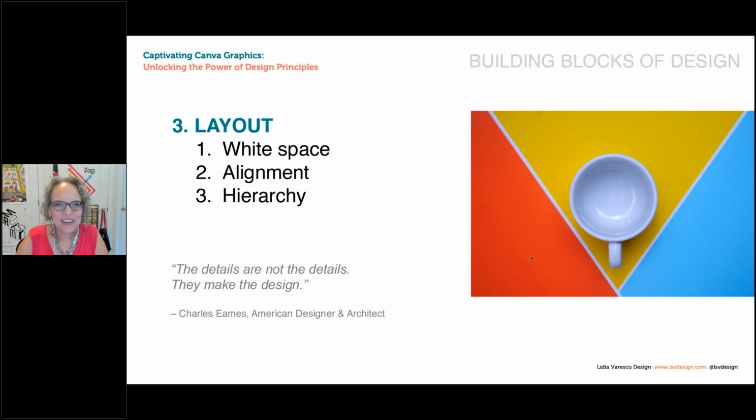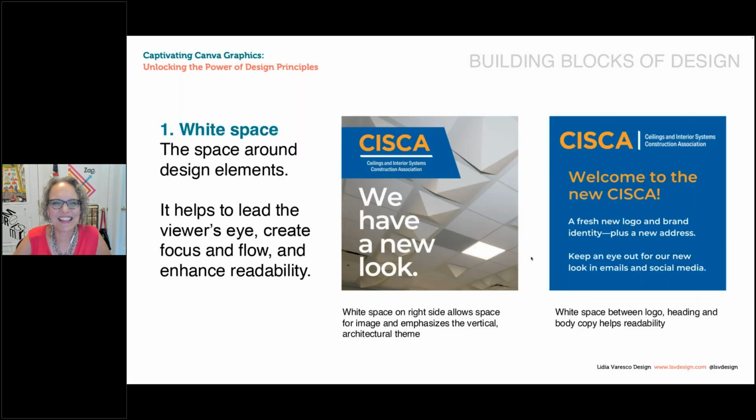All right, now we're going to talk about layout. And the 3 categories of layout that I want to talk about are white space, alignment, and hierarchy. And we did start talking a little bit about hierarchy, but we'll expand on that as well. So white space is what designers call the space around design elements. And it's basically just space that we've reserved in the layout so that there's breathing room, it's not feeling overwhelming to the viewer, and that it also helps to lead the viewer's eye, create a bit of focus and flow, and then help with the readability of the layout.